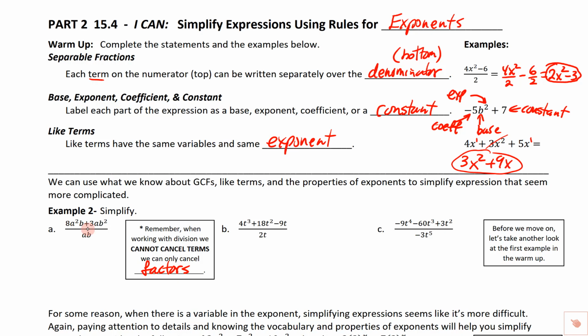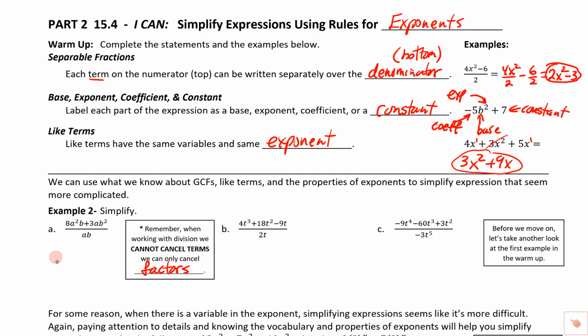When we're doing a problem like this one right here, a lot of people would be tempted to say, oh, I can cancel this AB with one of those A's and B's right there, and then we're all set to go. That would be canceling factors with a term. This 8a squared b is a term, and so is 3a squared b. So we have to do this a little bit differently. So here's what we're going to do on this one. What we're going to do is look for a common factor on the top. So we're going to pull out a factor so that we can see what we can cancel off.